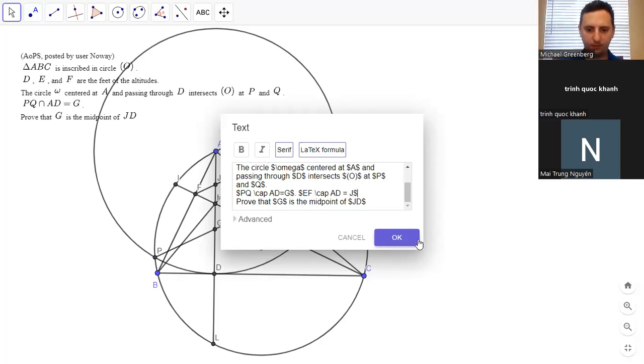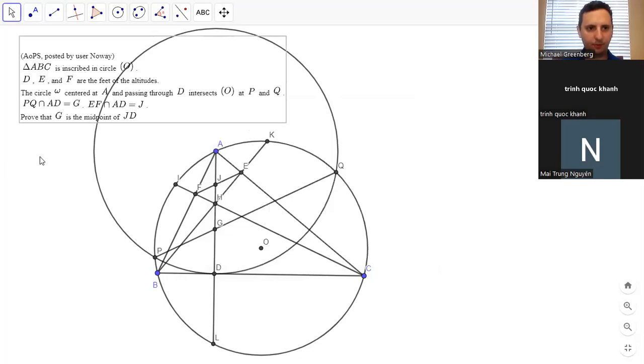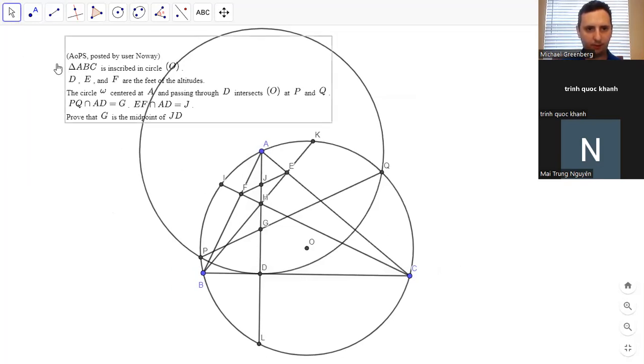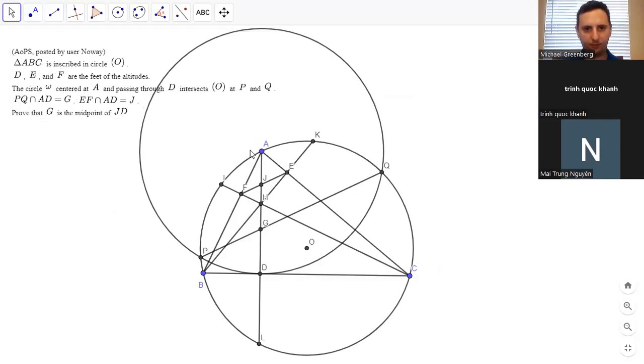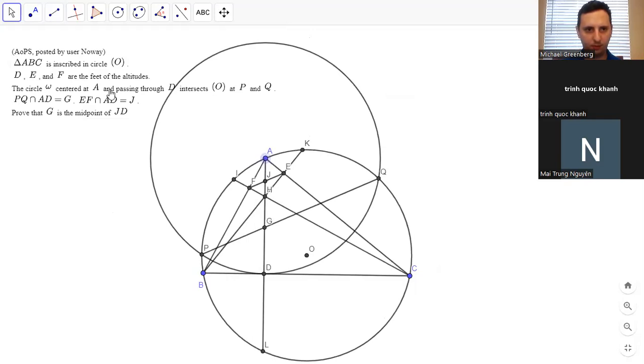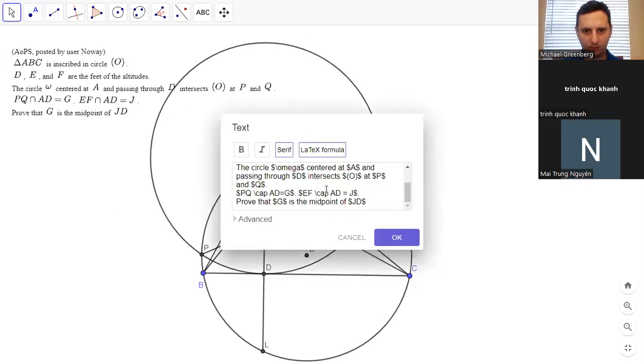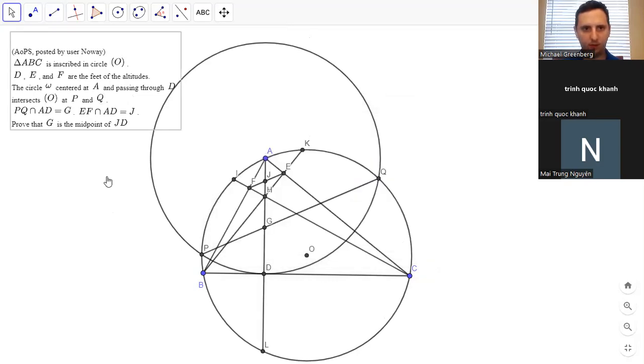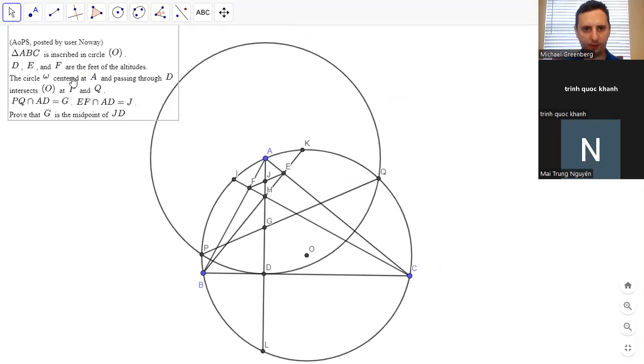There we go. So that is the problem. Let me try to make it so that these don't overlap the problem, if possible. Passing through D. There we go. Something like that.